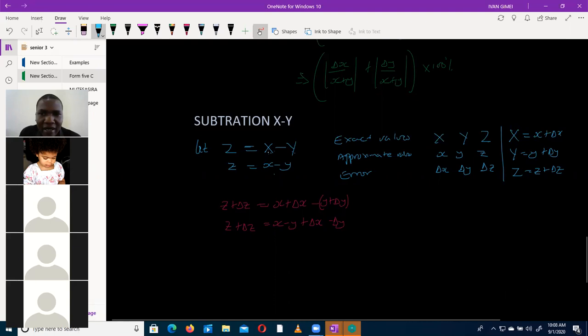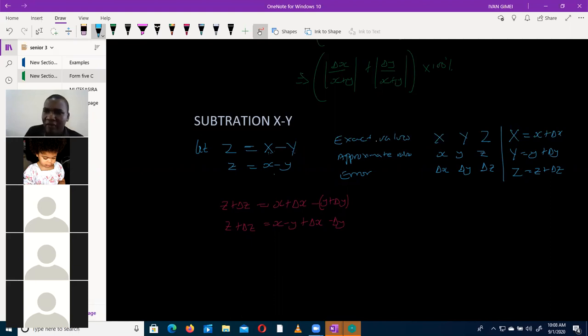What would be the error? What error would arise from me subtracting approximate values instead of exact values? That's what we're looking for. What would be the maximum absolute error in that? What would be the relative error in that? What would be the percentage error in that? That's what we're looking for.